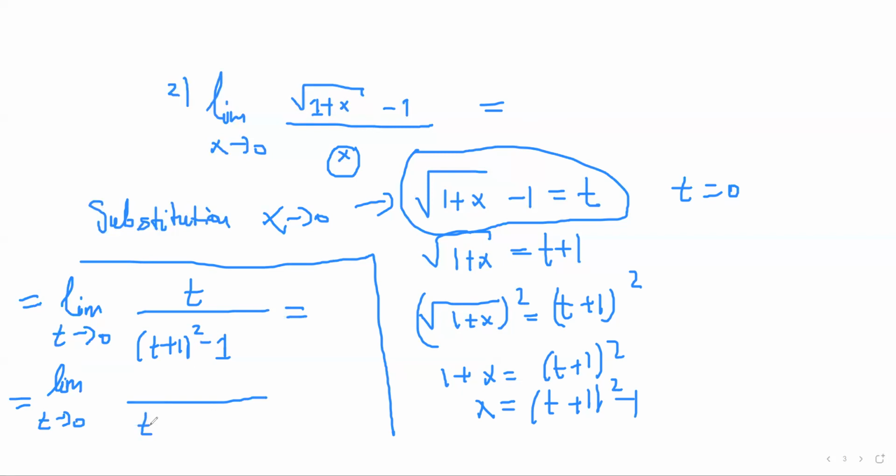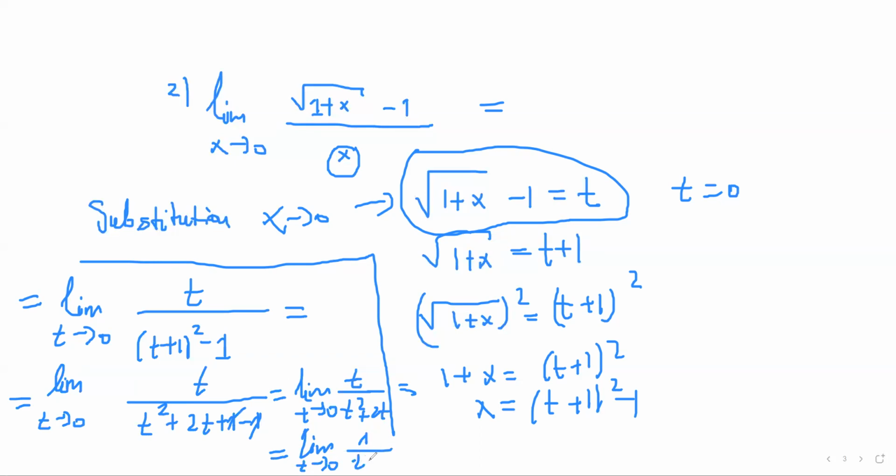Let's expand the bracket in the denominator: t squared plus 2t plus 1 minus 1. We get t here, so 1 and minus 1 cancel. What we have finally is the limit as t tends to 0 of t divided by t squared plus 2t. You can factor out t, and after you factor out t, you're going to get something like this: the limit as t tends to 0 of 1 over t plus 2. So obviously, instead of t, you can substitute 0 here.